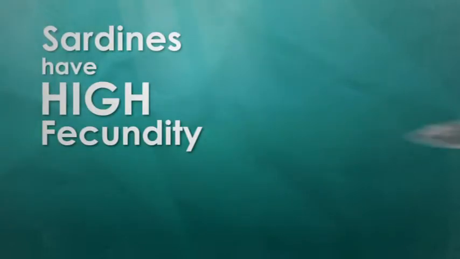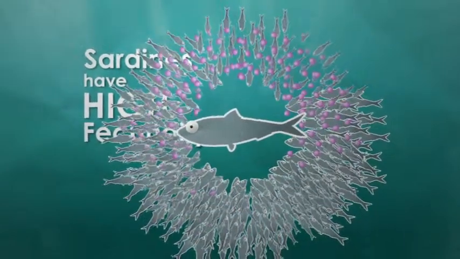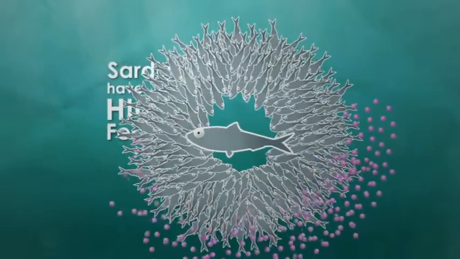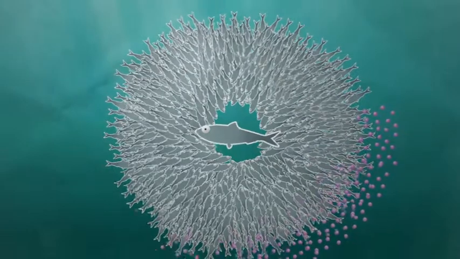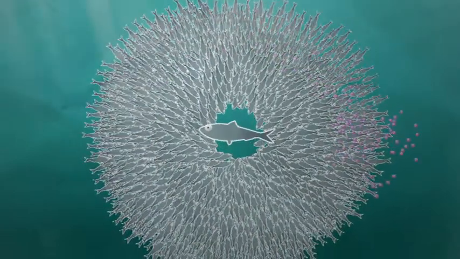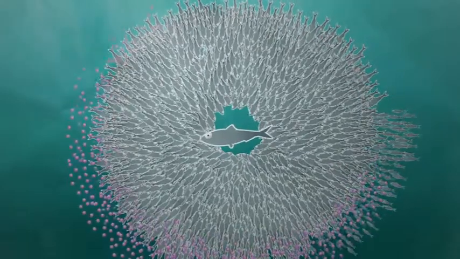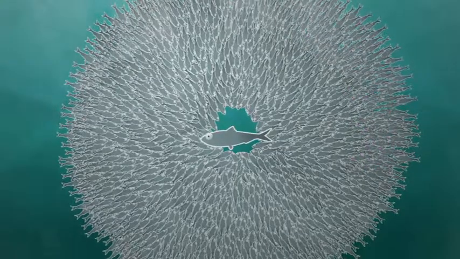By fish standards, sardines produce a medium number of eggs, in the thousands. But because there may be hundreds of thousands of adults, which may spawn more than once a year, the population of the species overall is highly fecund. That is why they can produce great schools, often in their millions, each year.